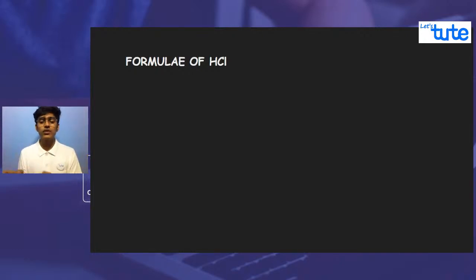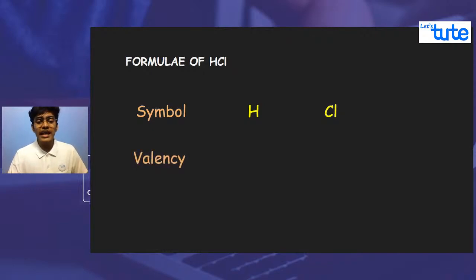Of course, hydrogen and chlorine are used. So the symbols of the elements are H and Cl. These are the two elements which are used. And now we are supposed to write their valency. As we know, the valency of hydrogen is 1 and the valency of chlorine is also 1. So using these two pieces of information, we will try to formulate HCl.